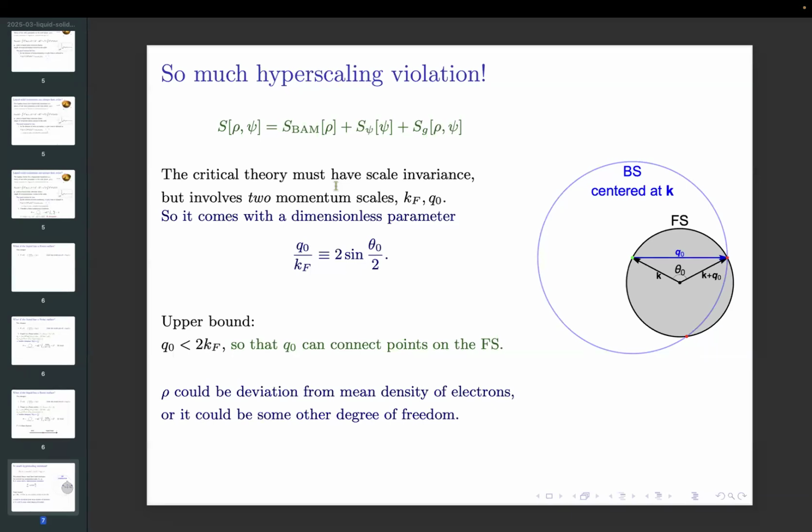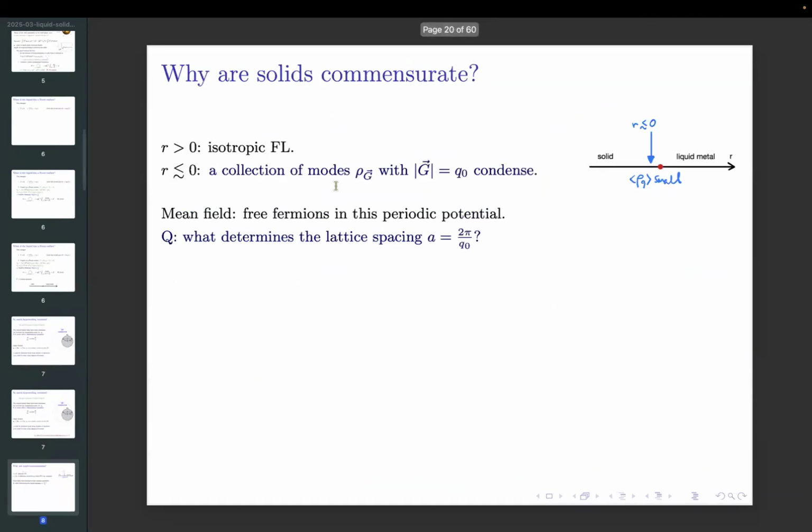Okay, so what's the nature of the solid phase? Here I need to ask a sensitive question, which is why are solids commensurate? Meaning when you have a bunch of atoms, they spontaneously form a solid. Why is it that there's one atom at each lattice site, as opposed to having some atoms left over at the end, some remainder number of atoms? Maybe there's a good reason, and let me try to say something about what I think the reason is.